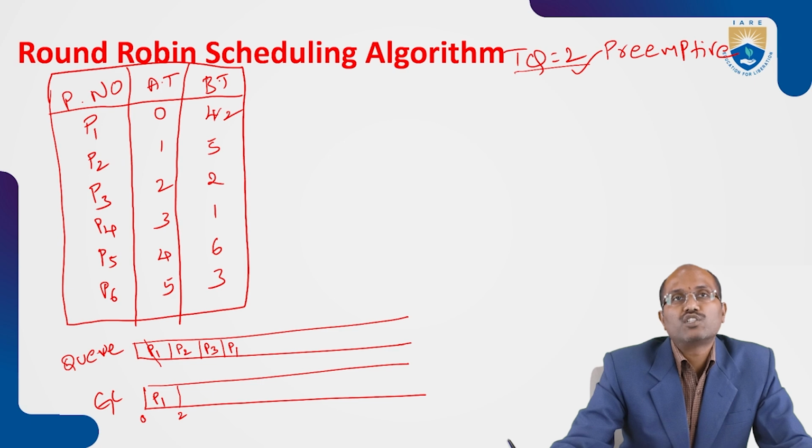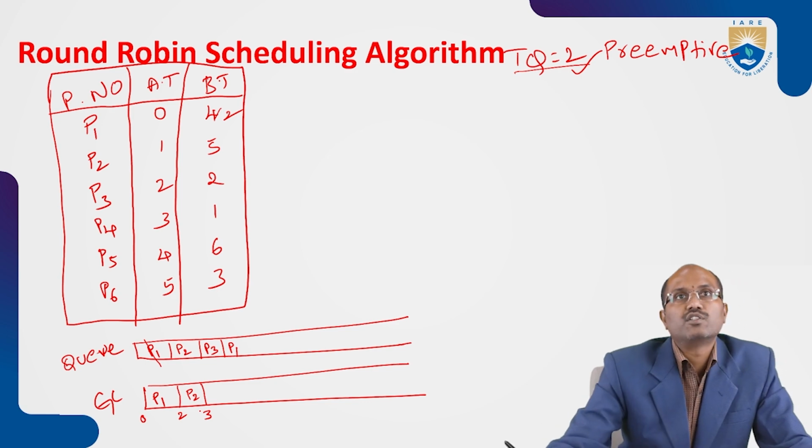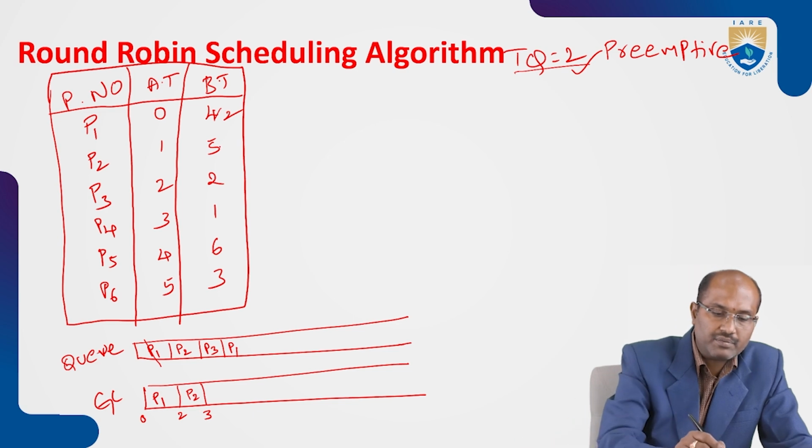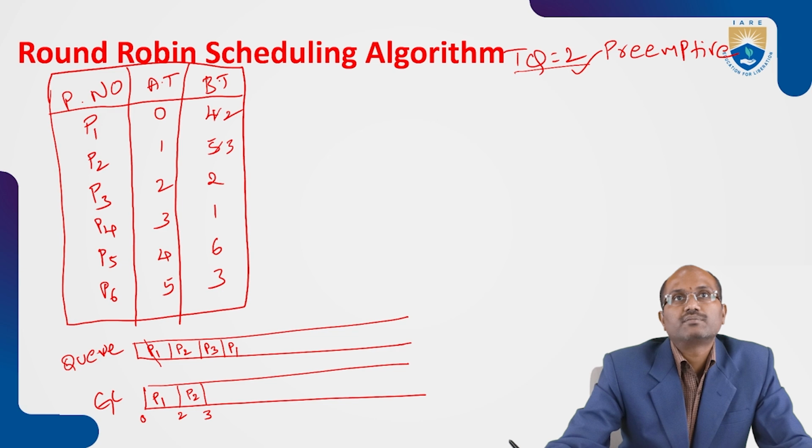Now P2 got the chance to execute in the CPU. So P2 comes into the CPU and executes for 2 units of time. P2's burst time is 5 units of time. So P2 executing, the remaining time is 3 units left. 3 units of time is left.